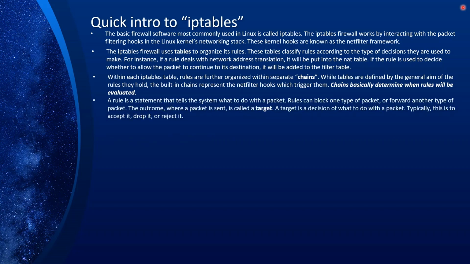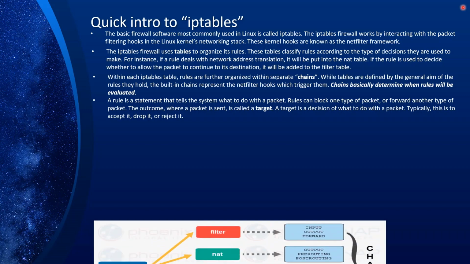A rule is a statement that tells the system what to do with the packet. Rules can block one type of packet or forward another type of packet. The outcome where a packet is sent is called a target. A target is the decision of what to do with a packet. Typically, this is to accept it, drop it, or reject it.